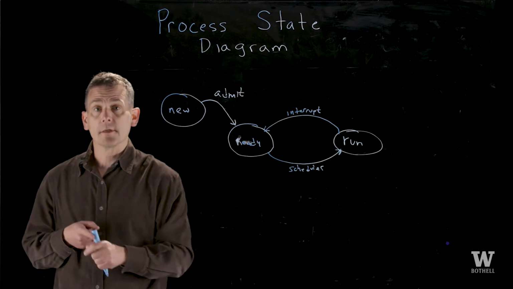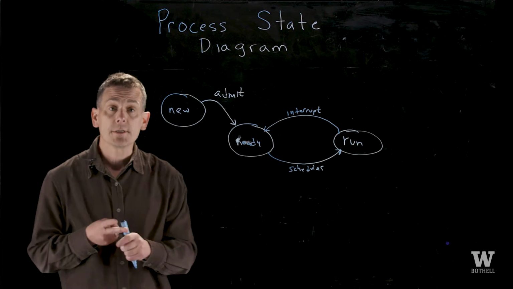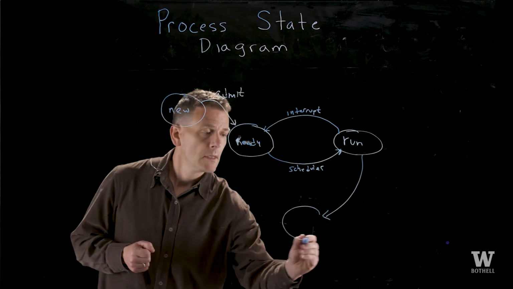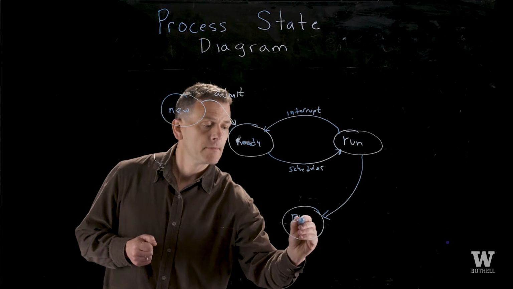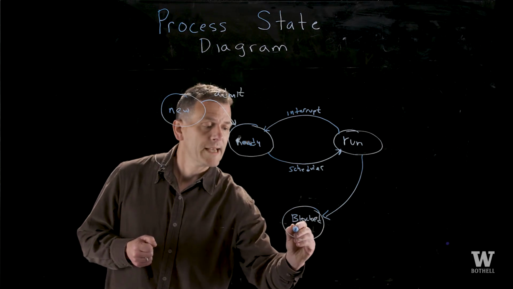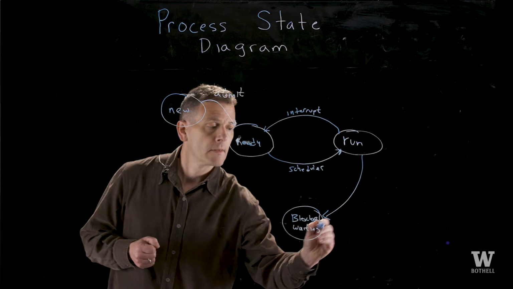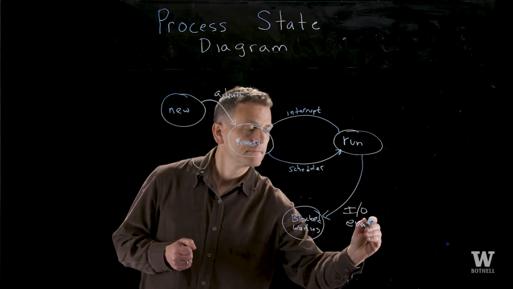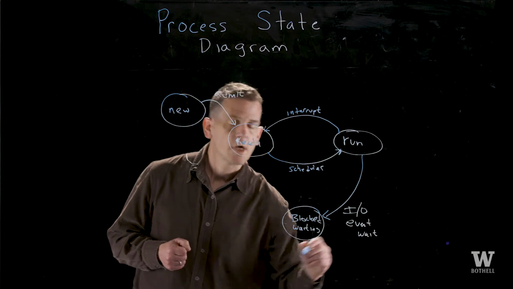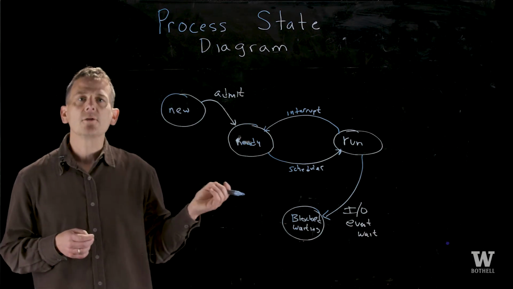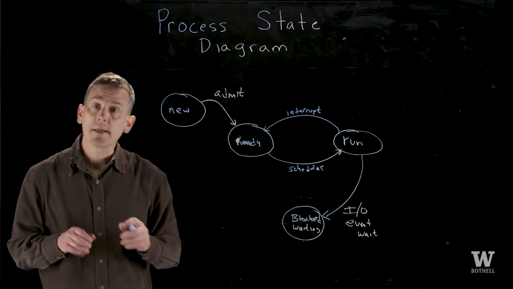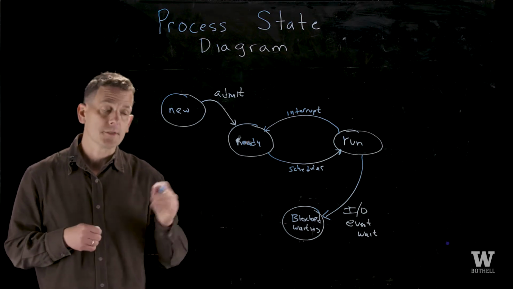Maybe the process needs a disk. Maybe the process needs the network. In which case, it will move to the blocked state or waiting state. Here I have an I/O or maybe an event wait. Generally, I'm waiting for some external device to finish its work. The network needs to come back. Maybe the keypad needs to come back. Possibly the disk needs to come back.